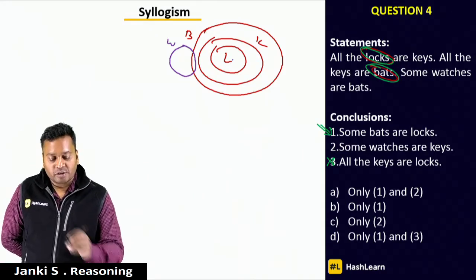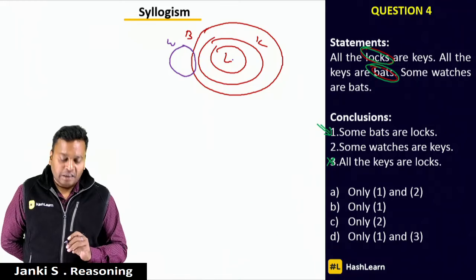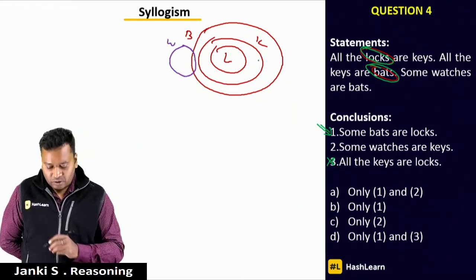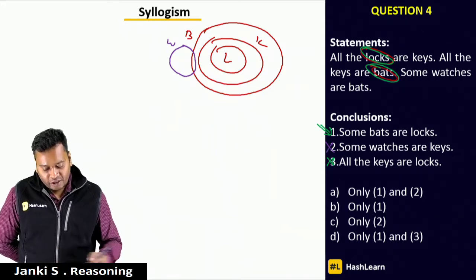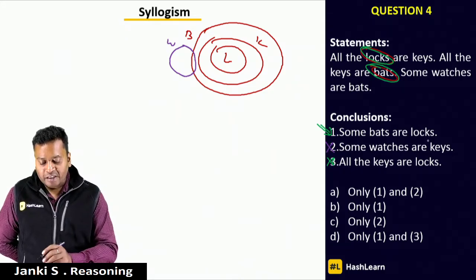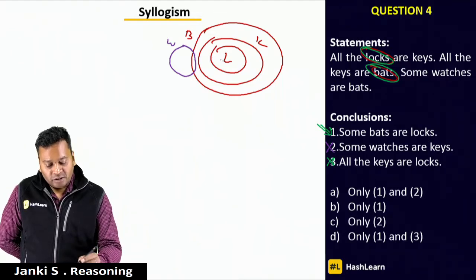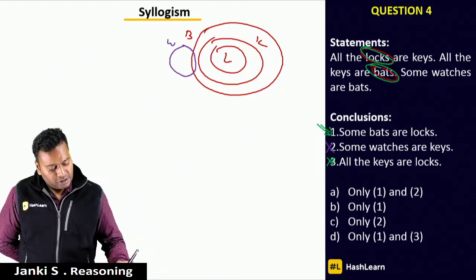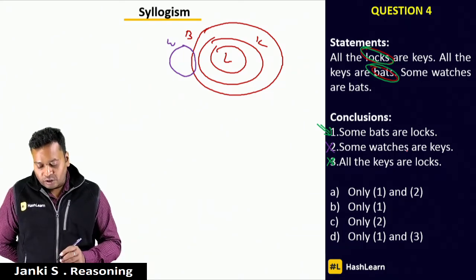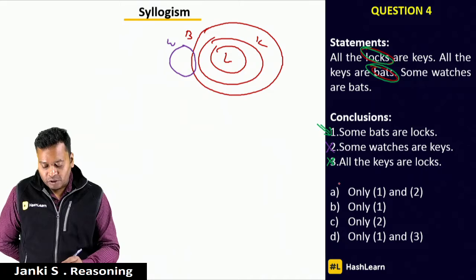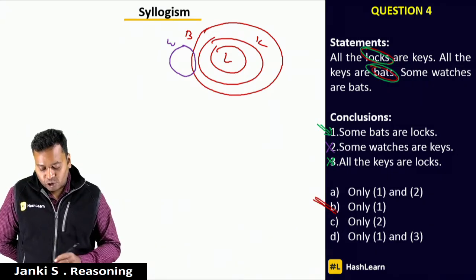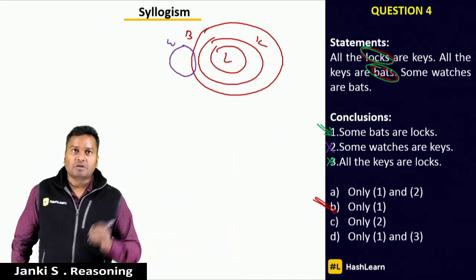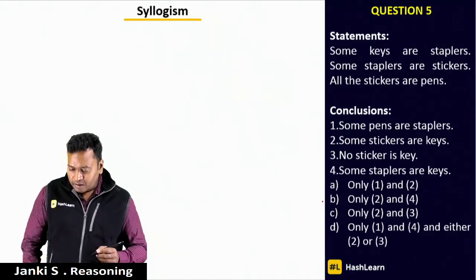So for watches and locks, I cannot find out any relation. Watches and keys, I cannot find out any relation either. So the second relation in this case I cannot find out. Let's check: some bats are locks, which is there. Some watches are keys, which is not possible. All the keys are locks, not possible. Exactly one value is possible, that's option B.